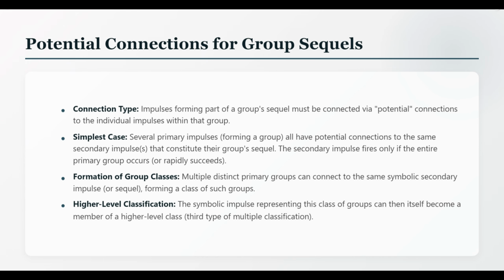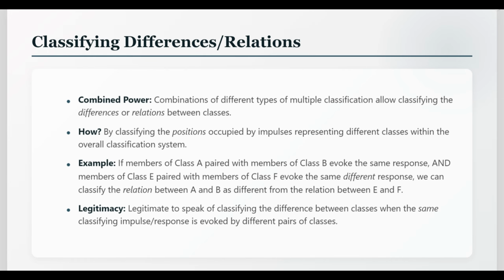classifying classes of groups. Now we get to the really powerful part: classifying the relations between classes. How? By looking at the positions of the impulses representing those classes within the overall system. Suppose pairing members of class A with members of class B always triggers the same specific response R, and pairing members of class E with members of class F also triggers response R.